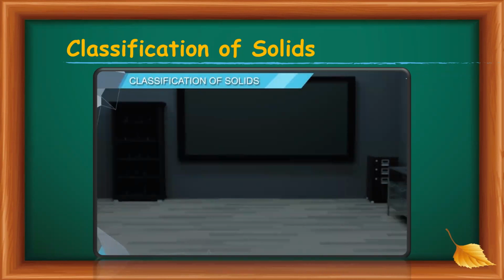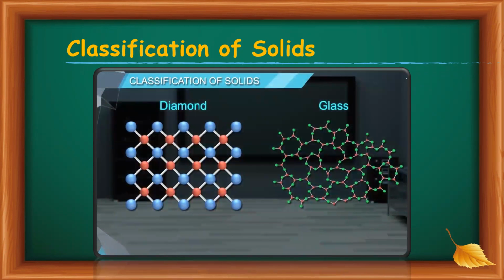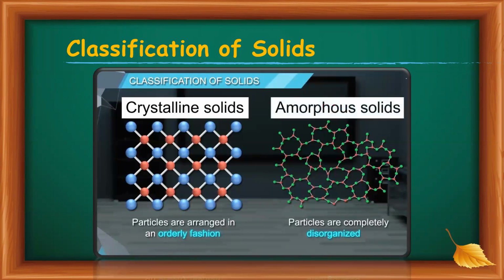Classification of solids. Now, if you look at diamond and glass, we can see that both are solids. But if you look at them at microscopic level, we can see that there is a difference in arrangement of constituent particles. In diamond, the particles are arranged in an orderly fashion, whereas in glass, they are completely disorganized. Based on the order of arrangement of constituent particles, the solids are mainly classified into two types: crystalline solids and amorphous solids.